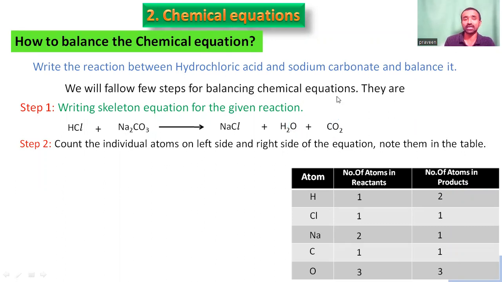Next, select the largest compound. Which is the largest compound? The largest compound is this one, Na2CO3. The largest compound is selected. Here the count of sodium is different. So you can change the count of sodium by keeping 2 as a coefficient before NaCl. Next, the count of chlorines changed here, so it became 2. On the left side, make it 2.